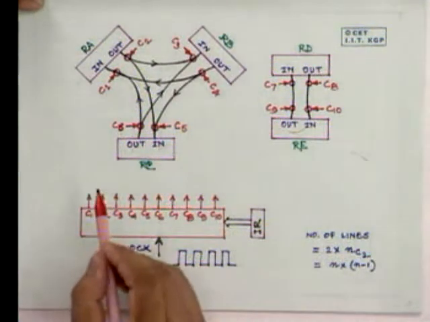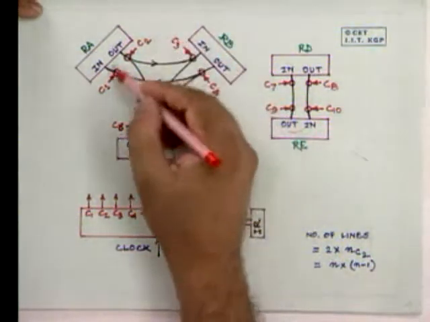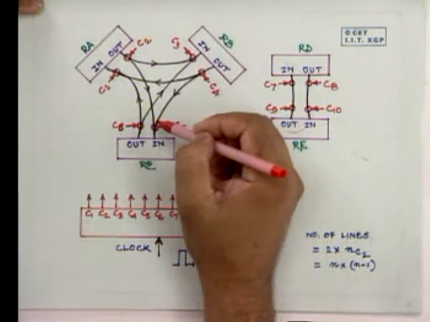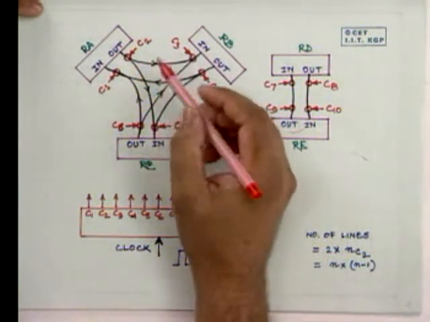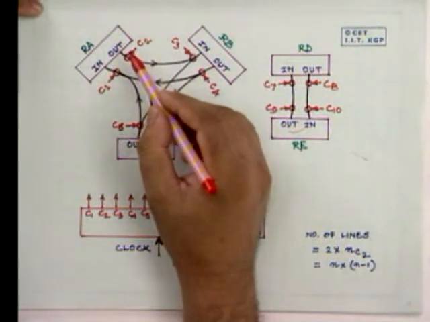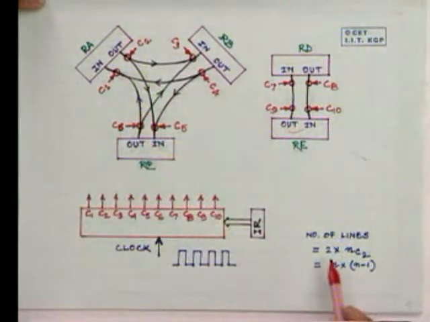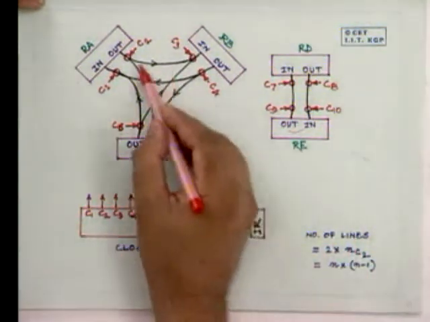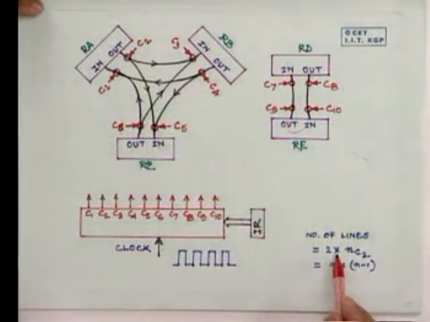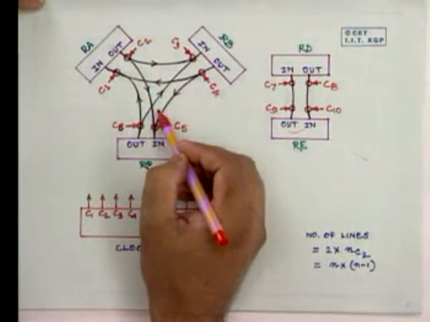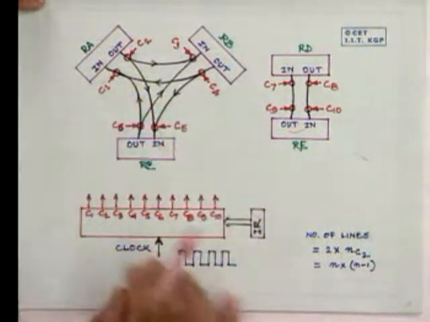Which means that if we have, say, in a group n registers, and we want any register to be able to transfer data to any other register, then the total number of data paths will be 2 into nC2, or n into n minus 1. Basically, we will have to have nP2 lines, data paths, interconnecting each with the other.